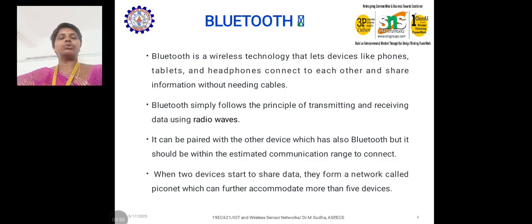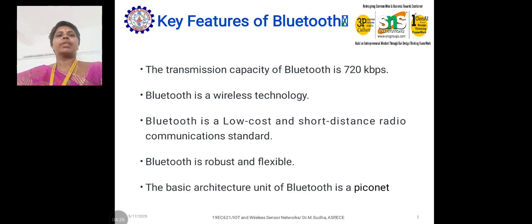When two devices start to share data, they form a network called a piconet, which can further accommodate more than 5 devices. For example, in an office, when we interconnect two mobile devices to share data, a network is formed, called a piconet. When more piconets join together, that is called a scatternet.